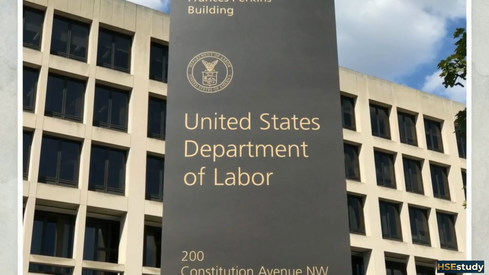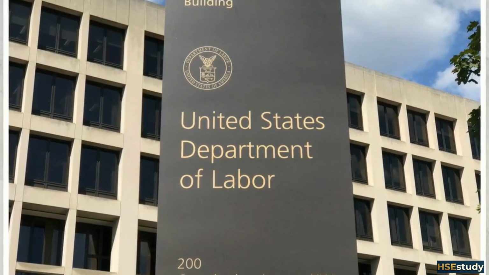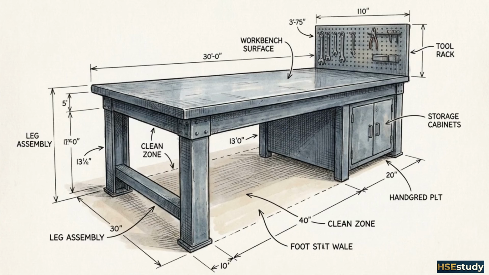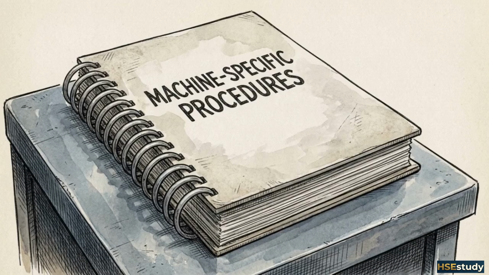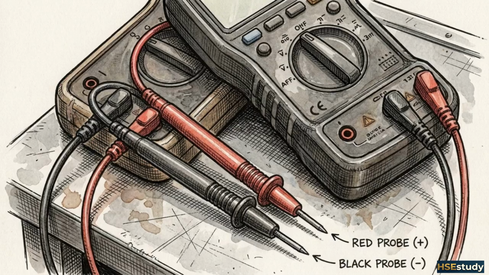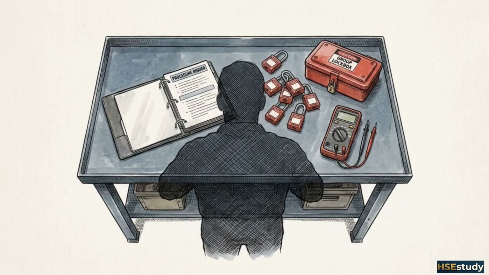1910.147 and Directive CPL 02-00-147. Before beginning, ensure you have the necessary prerequisites: machine-specific written procedures, personal locks and tags, a group lockbox, and properly rated testing instruments. Proper equipment is only half the battle.